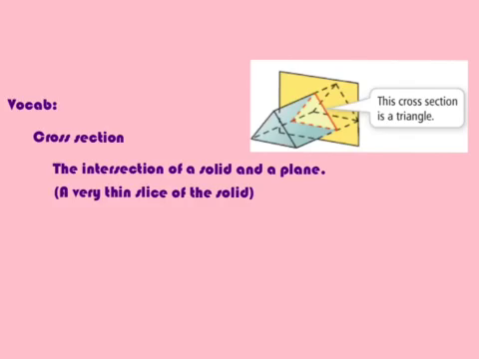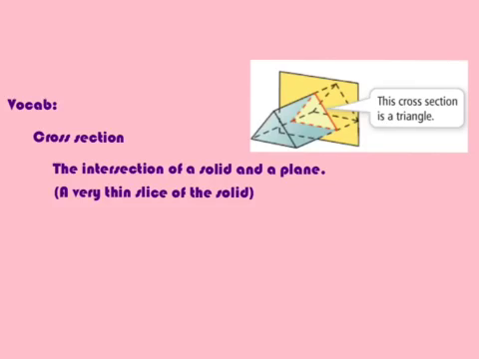And the next thing we're going to talk about is what a cross-section is. A cross-section is where you have a 3D object, but you're essentially taking a very, very thin slice of that shape. So you can imagine taking a piece of paper or even a knife and just going through that shape and seeing what is going to happen.